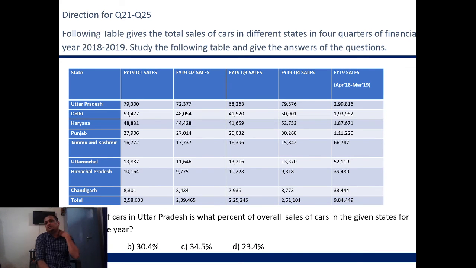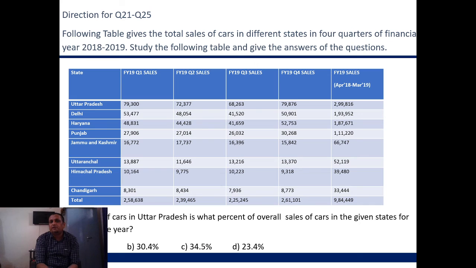Now let's apply these concepts on actual data interpretation. So here is a data set in front of you. First we will understand what this data set is telling us. Following table gives the total sales of cars in different states in 4 quarters of financial year 2018 and 2019. Study the following table and give the answers to the questions.